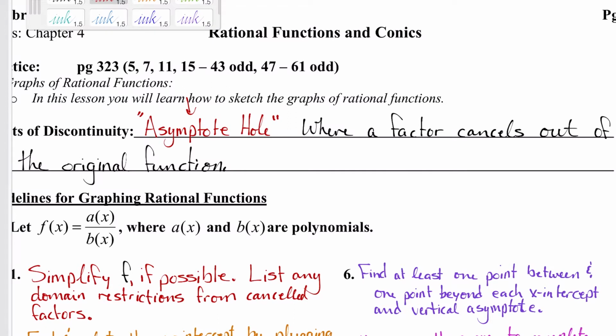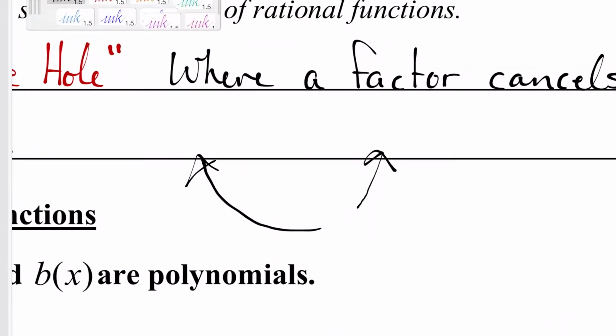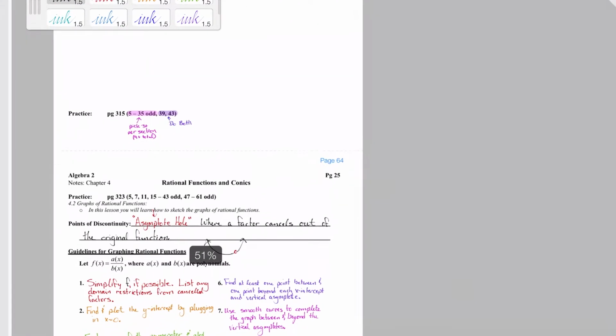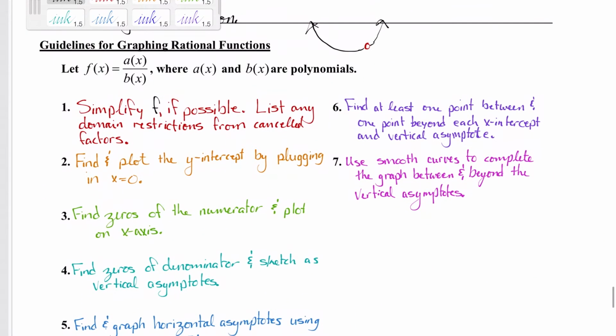So say we end up with a parabola, and we would have had an asymptote around this area here. So then it becomes just a little blip that we cannot touch, and then it just goes around it. So an asymptote hole. And so whenever we're graphing rational functions, this is a list of steps on how to do so.